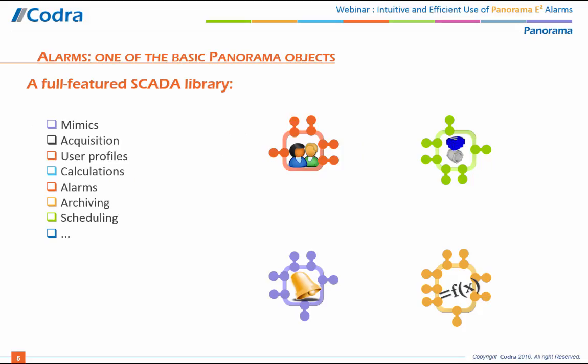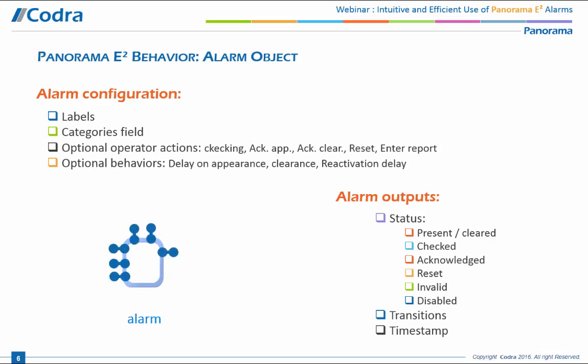So Panorama E² can be viewed as a package of many objects you may put together. Thus, you build a behavior by setting and linking properties together between many objects. For this alarm, we present the alarm object behavior. So I give you detail about this object.